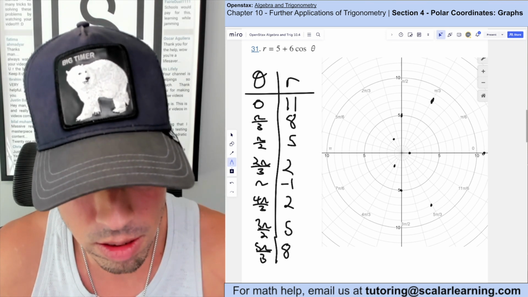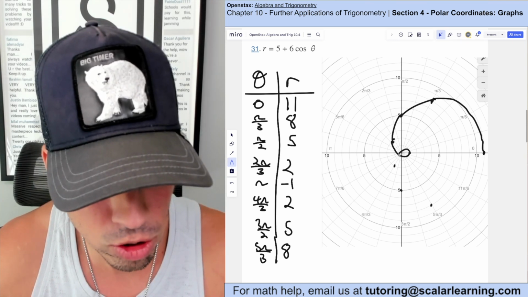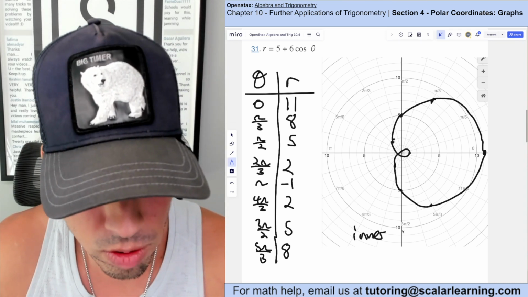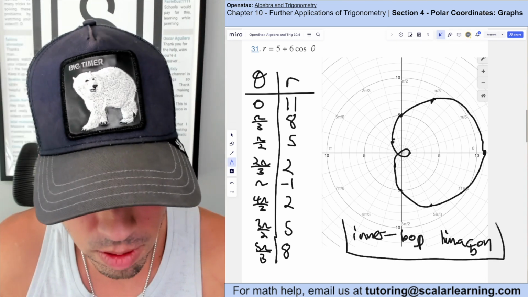So now let's connect these dots. So you can see we have this interesting one up here, so it kind of goes in, and then we bring it all the way around. And here we have another inner loop limacon. That's how you do it.